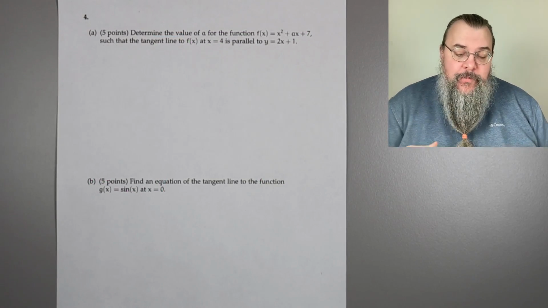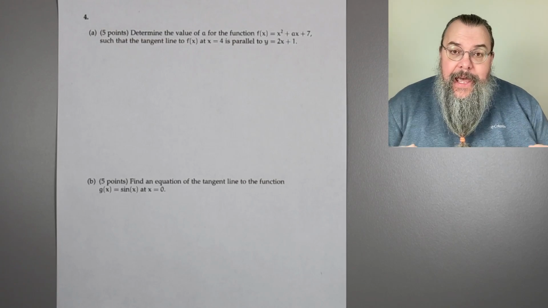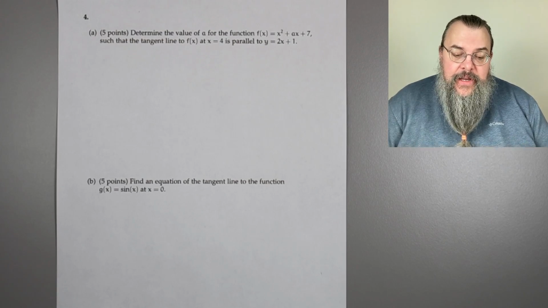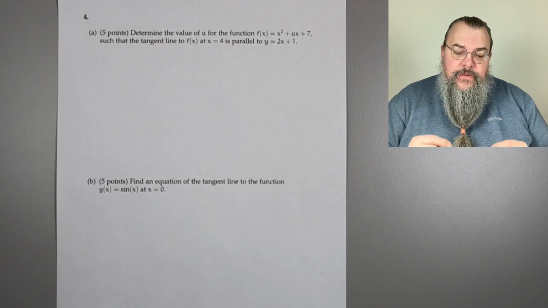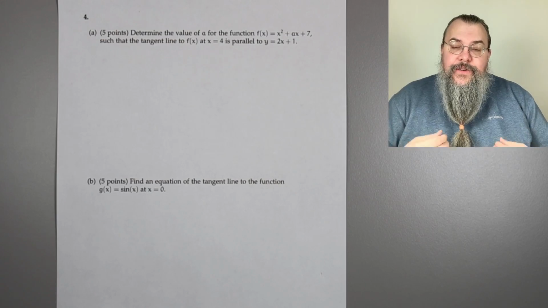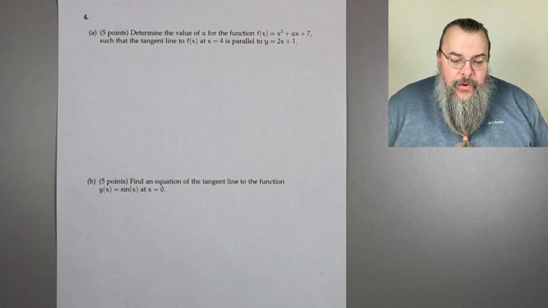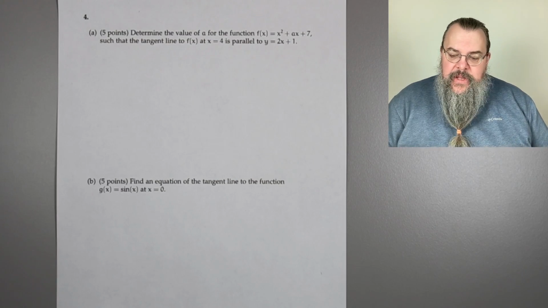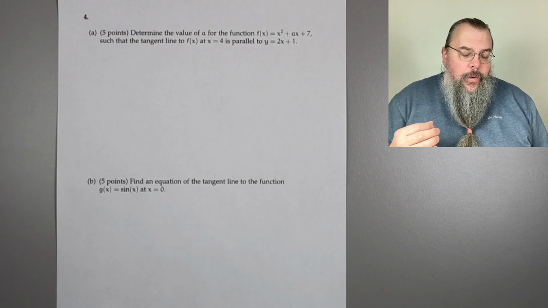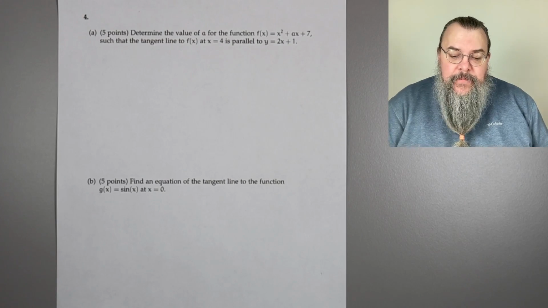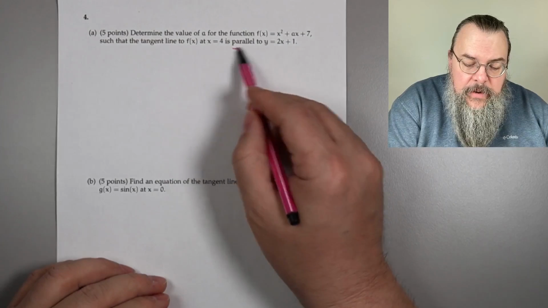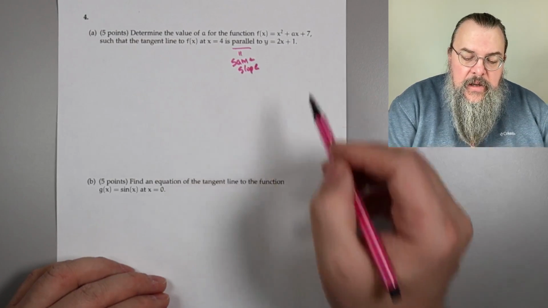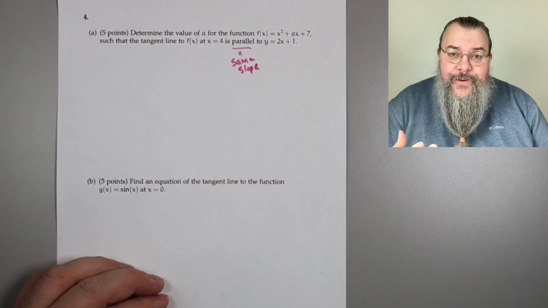Number 4. Determine the value of a for the function f of x equals x squared plus a x plus 7, such that the tangent line at x equals 4 is parallel to y equals 2x plus 1. Okay, interesting. Now, what do we see? Well, we see the word parallel. So let's start by decoding that. What does it mean for two lines to be parallel? Well, parallel is another fun way of saying same slope. Okay, great. So we just want to make sure our slopes agree.